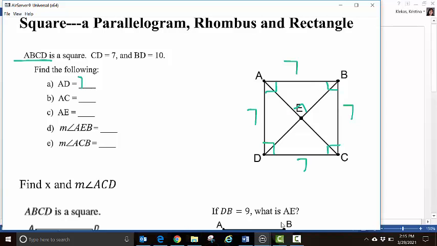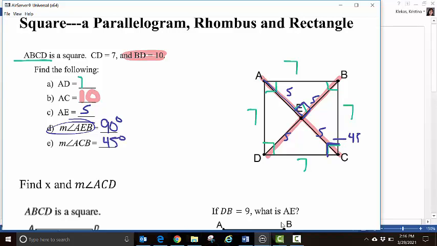Okay, now it says B to D, from here to here, that's 10. Which means A to C is also 10. And then A to E is 5, 5, 5, 5. And let's see, it says, how big is A, B, D? Oh, we already knew that was 90. How big is A, C, B? Well, if this corner is 90 and it cuts it in half, this piece has to be 45.